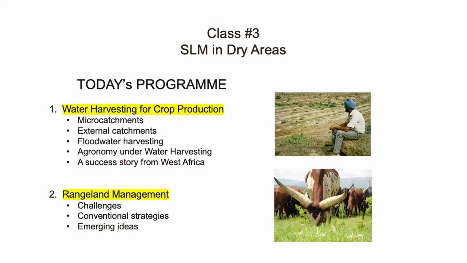So today we've been through water harvesting for crop production. We started with micro catchments, moved on to external catchments, and we've been talking about floodwater harvesting. Now it's time for rangeland management.